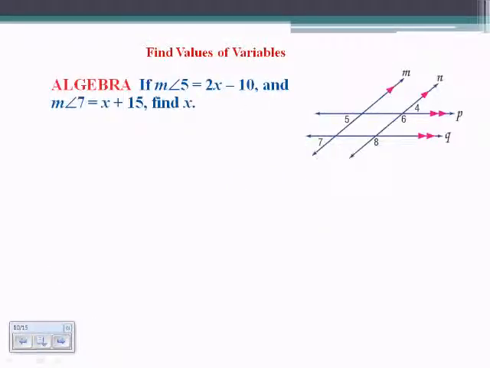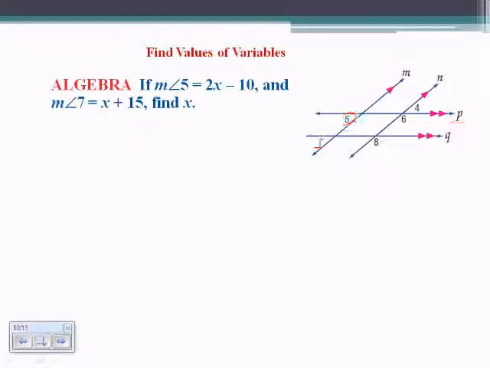Alright, adding algebraic expressions to the ideas of angle congruencies with parallel lines. It says if the measure of angle 5 is equal to 2x minus 10, and the measure of angle 7 is equal to x plus 15, find x. So first of all, we need to denote the relationship between angle 5 and angle 7. We have angle 5 here, we have angle 7 there. Given we have P and Q are parallel, that means 5 and 7 are corresponding angles. If they're corresponding angles, we know that they're congruent, and if they're congruent, then they're equal.